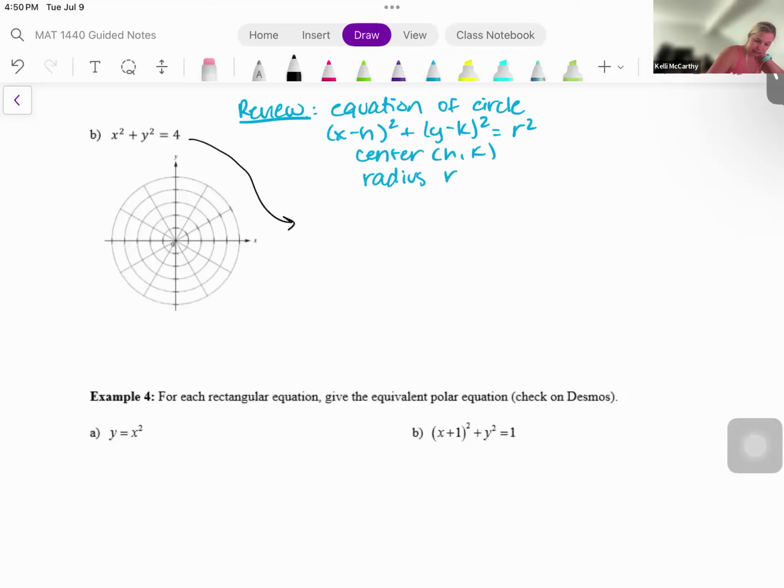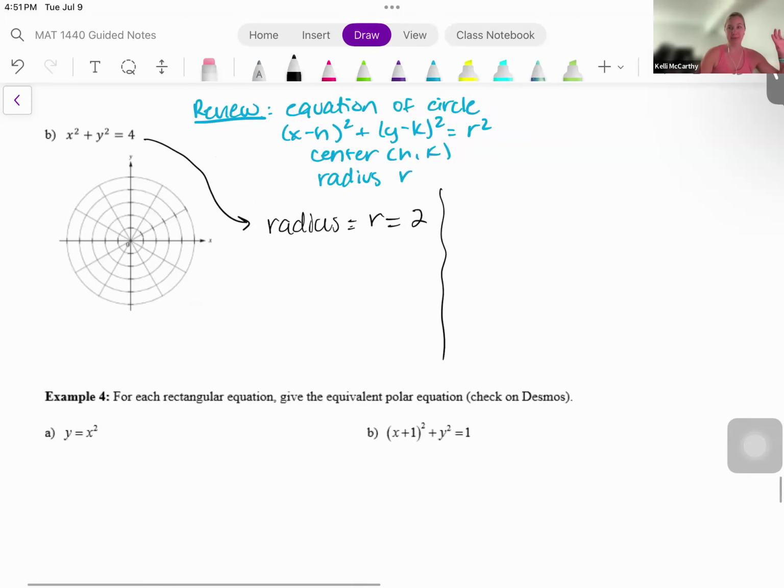So this is just a circle of radius, or r is equal to 2. And that is our polar equation. Very nice, very straightforward. But we may not recognize that right away. So we're going to use that same technique that we used on the last example, substituting in our sine theta and our cosine theta. So x squared is going to be (r cosine theta) squared, plus y squared is going to be (r sine theta) squared, equals 4.